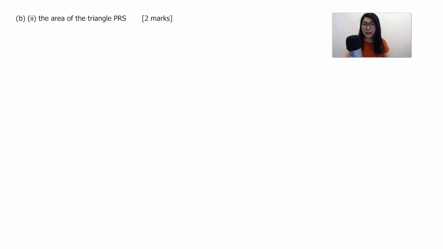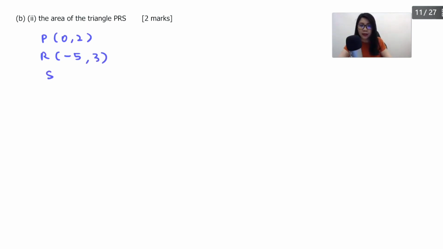Now let's look at B2. Find the area of triangle PRS. First of all, I'm going to write down all the coordinates of P, R, and S, so that I can just substitute into the area formula. P is (0, 2), R is (-5, 3), and S is (-5, 19/2). Now I'm going to substitute into the area formula.